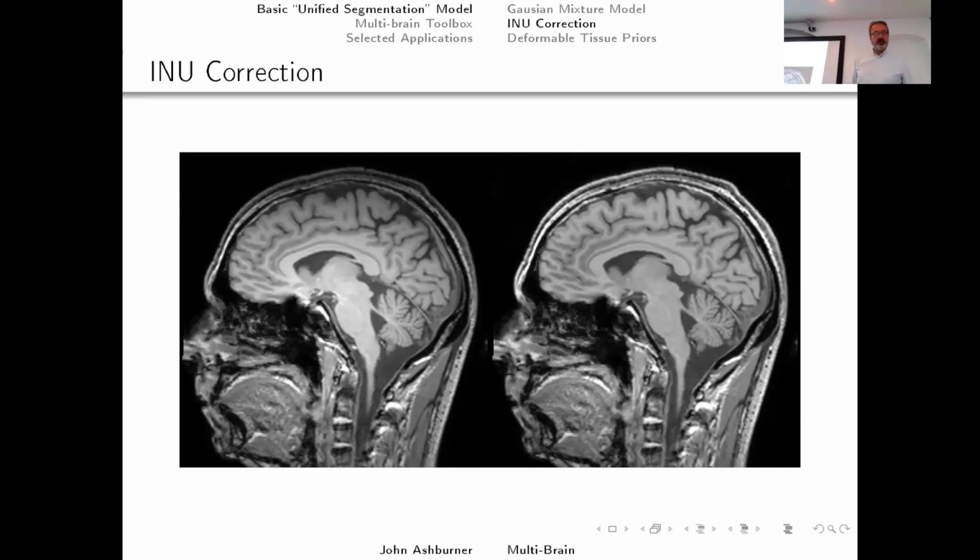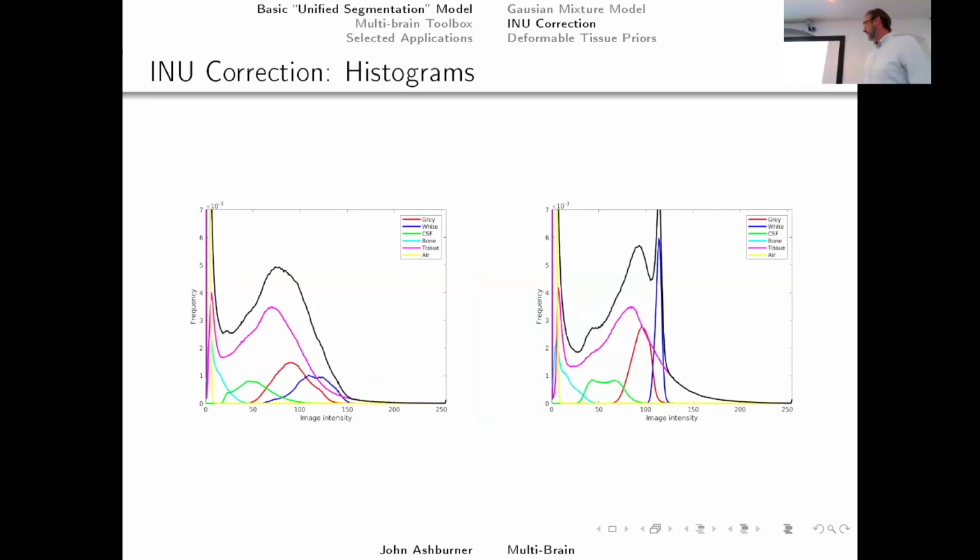We need to modify the Gaussian mixture model to include intensity non-uniformity correction. Here we have an image before correction and after correction. We need that in order to get meaningful intensity distributions that will separate, say, gray and white matter. So that's the gray matter and white matter intensity distributions after correction, and before correction. Without the correction, there's a lot of overlap in the intensities.